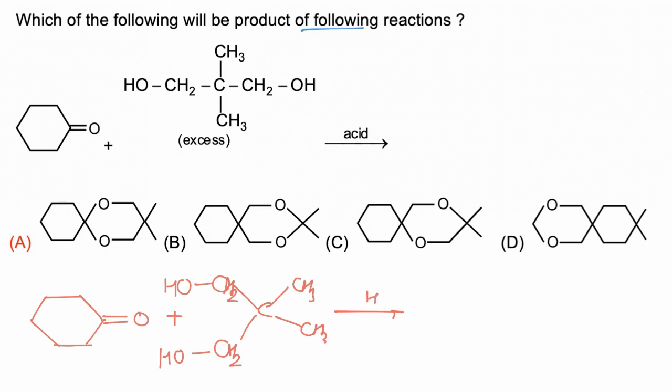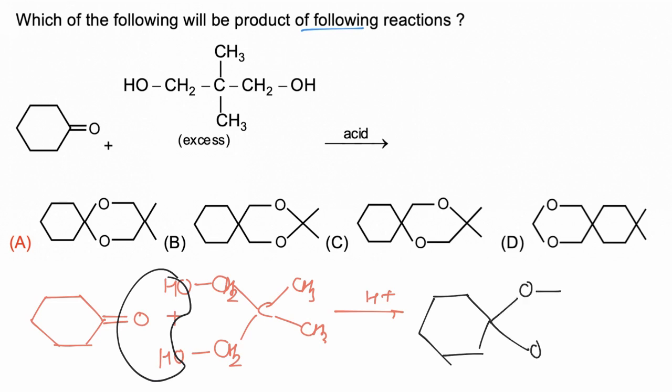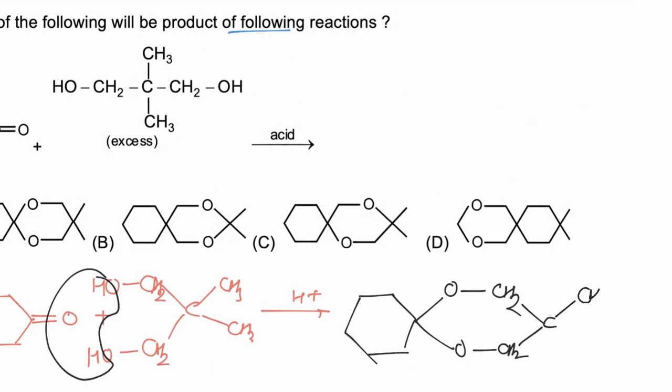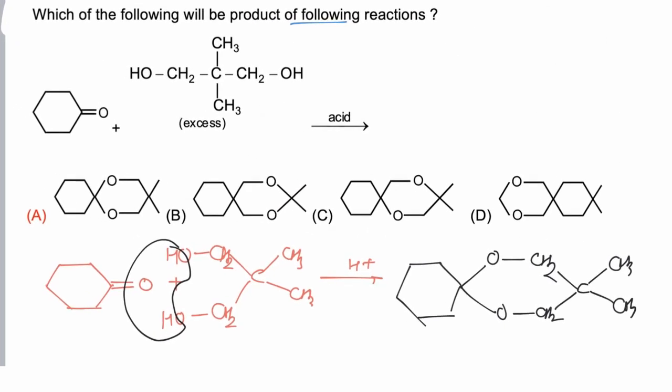Now this is the molecule. On reacting with acidic medium, a water molecule is eliminated. First hemiacetal is formed, hemiketal is formed, and finally there is formation of ketal. So after removal of a water molecule, it will convert to this molecule. So the correct answer is A. This is the final product formed during the reaction.